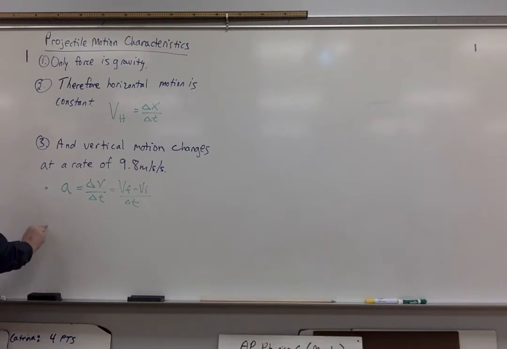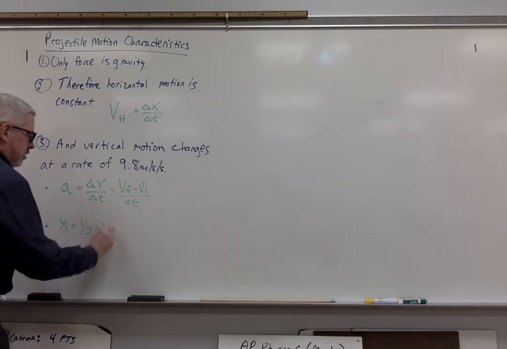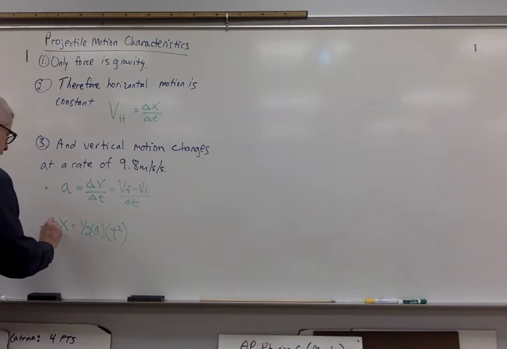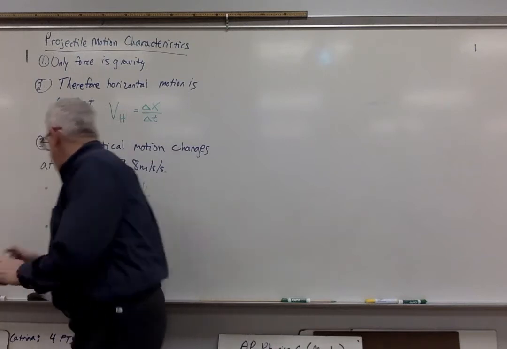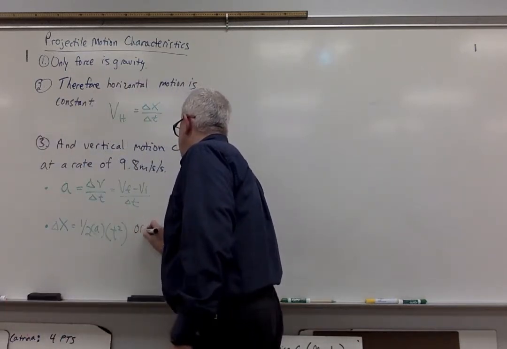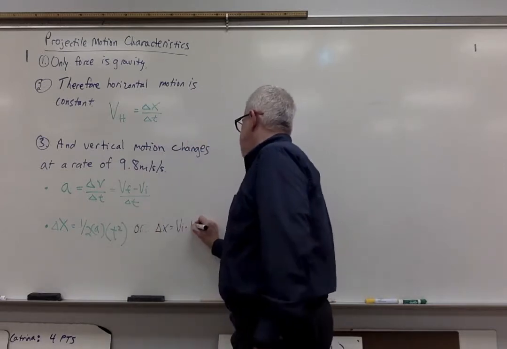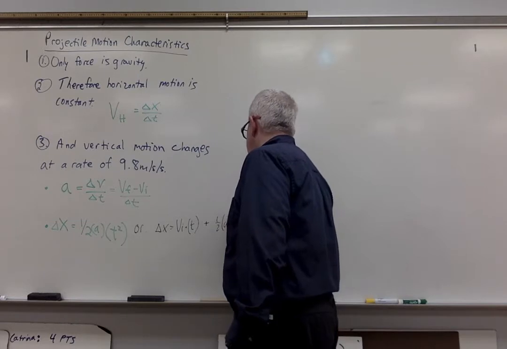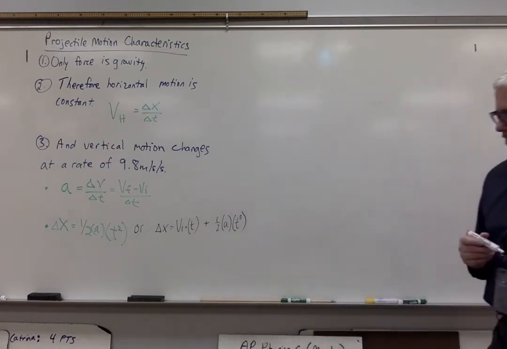Another one would be a version of this. It's x, although I guess it could be y, would equal 1/2 a t squared. If you don't start from rest, that's actually delta x, that's displacement. You could also say delta x is equal to initial velocity times time plus 1/2 a t squared. So this is only when vertically we are not starting from zero.